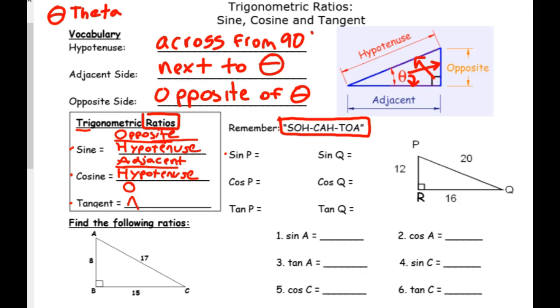T-O-A, T-O over A. So opposite over adjacent. Now, from now on, we're not going to write them all out like that. We're just going to put S is O over H, C is A over H, last one is T is O over A, right? Write it down.